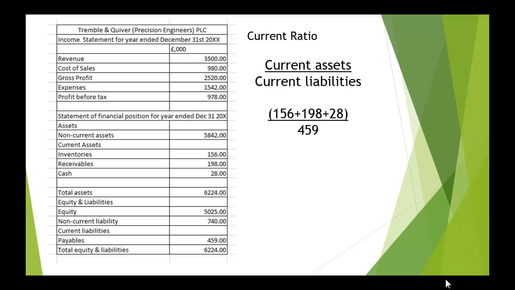My current assets, I've got three to add up: the inventories, the receivables and the cash. That's 156 plus 198 plus 28. Divided by my current liabilities, which are my payables here, which are 459. So that's 382 over 459, and if I'm going to express that as a ratio, it'll be 0.83 to 1.